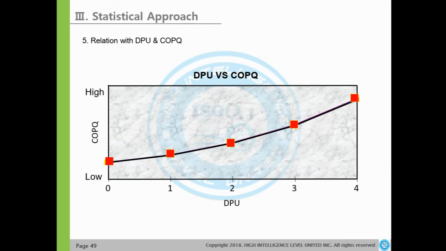And the relation with DPU and COPQ, when DPU increases, COPQ will also increase. It's natural. So once DPU is reduced, COPQ will also be reduced.